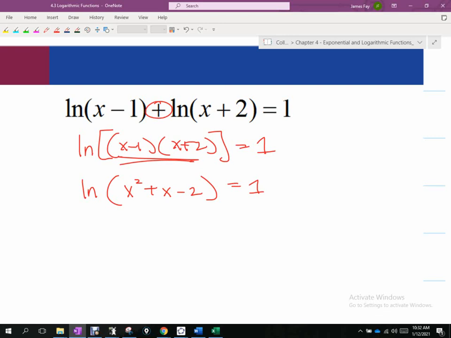Any ideas what we do now? Good. Okay, so people get frightened with this because ln is different. It's kind of bizarre. But we rewrite it as log base e. And that looks just like the problem we did before, right?